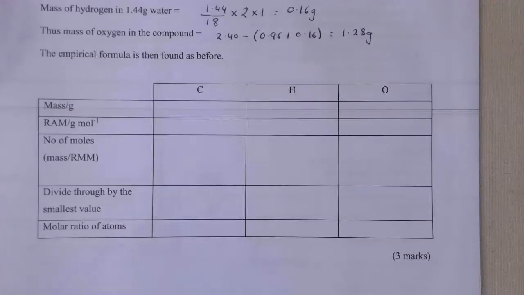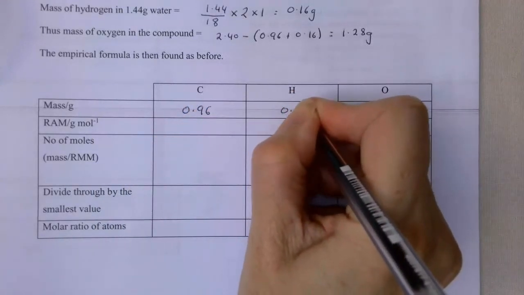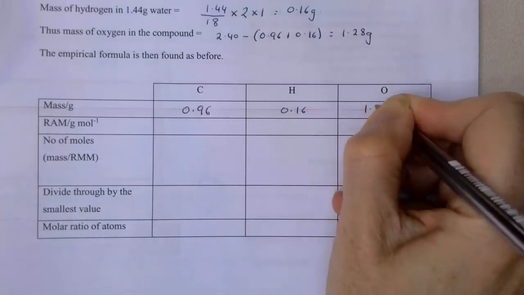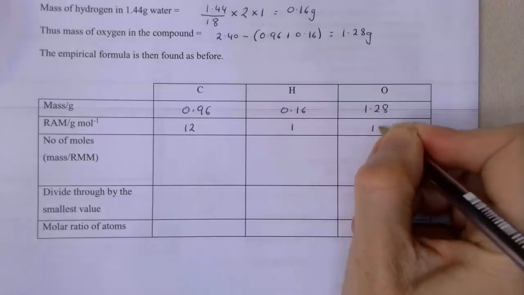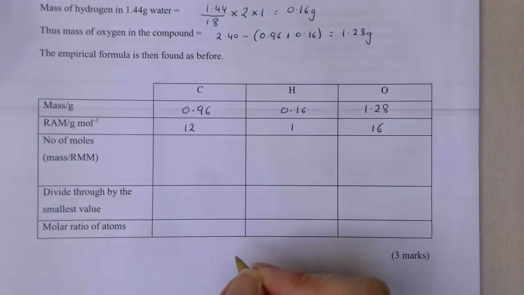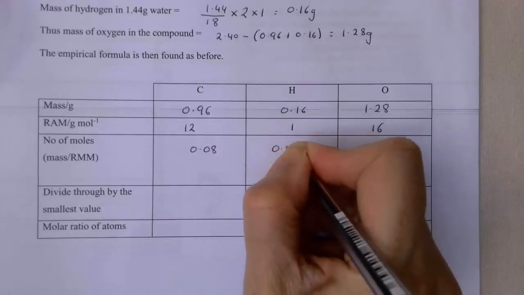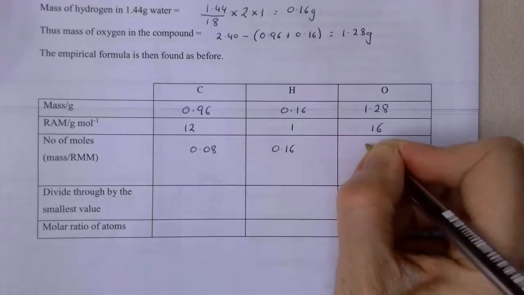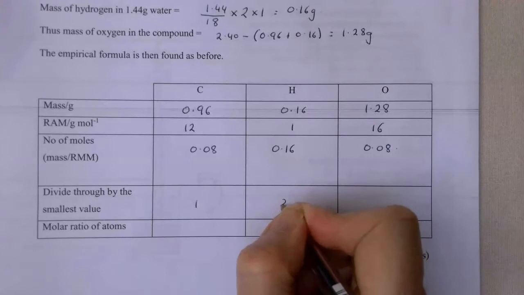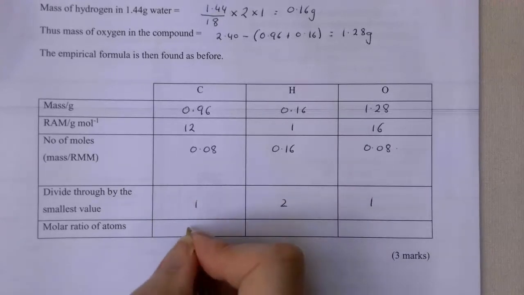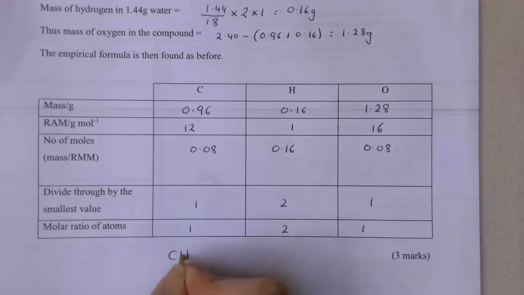So now I'm going to use exactly the same method as I used before in the previous pack to find the empirical formula. I've got my masses, I can divide through by my RAM to give us the number of moles. So we've got 0.08, if I do that calculation there, 0.16, and again 0.08. So divide through by the smallest, and I get 1 to 1. So the ratio of the atoms is 1 to 2 to 1.